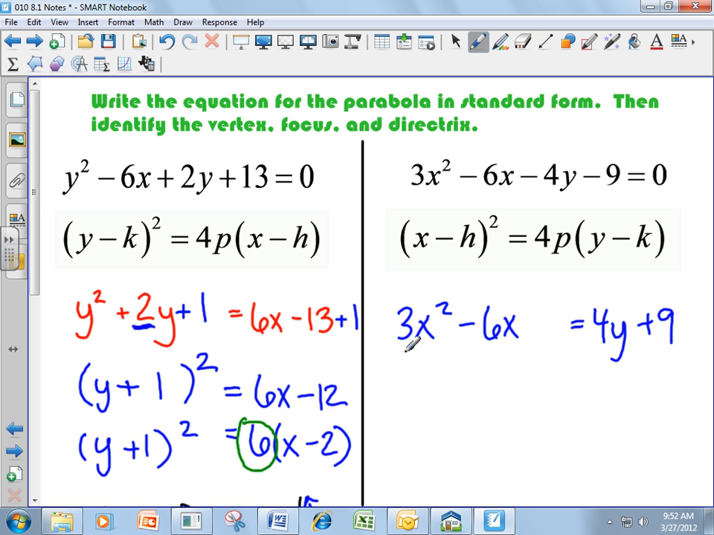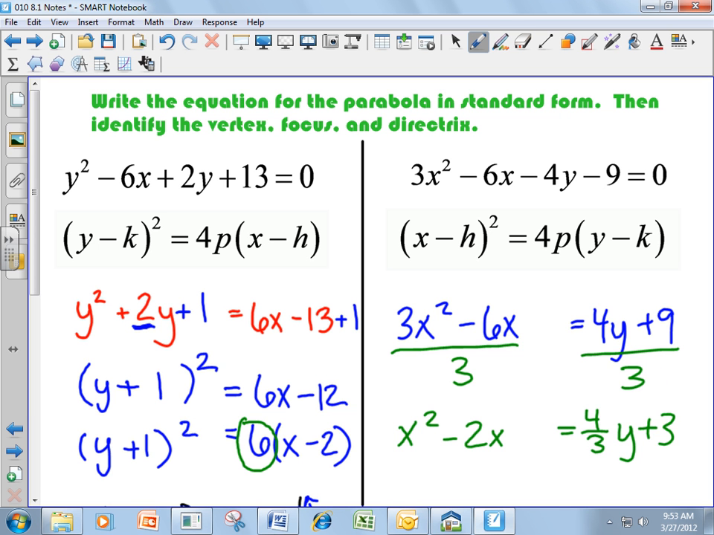This coefficient with the x squared needs to be 1. So I'm going to go ahead and divide both sides of my equation by 3 so that I can get this to be a 1. Unfortunately, this might create some fractions for you down the road. And then over here, not too bad. We just have the 4/3 y, and then we have a plus 3.